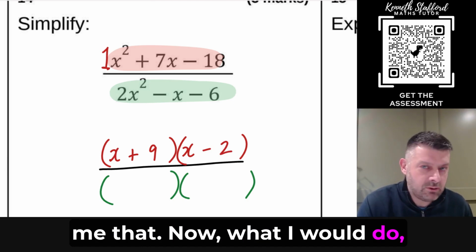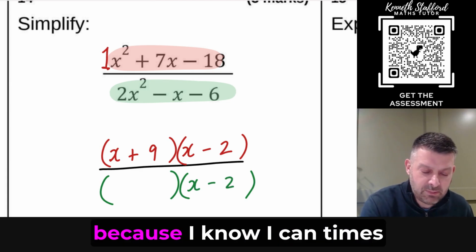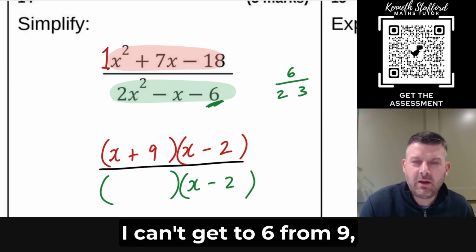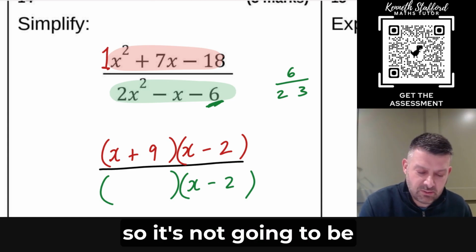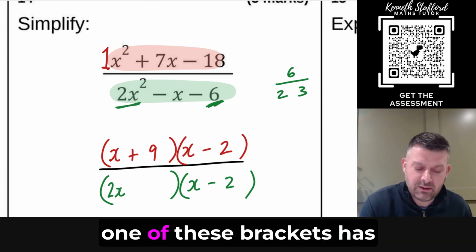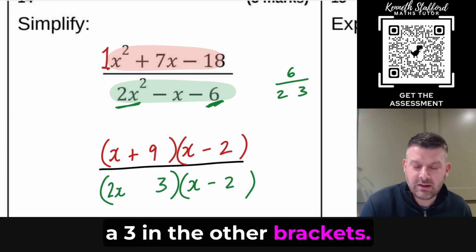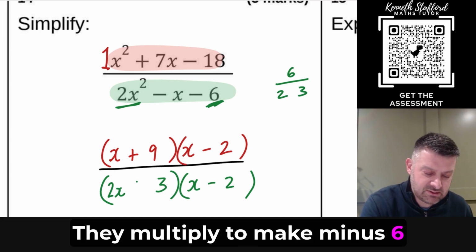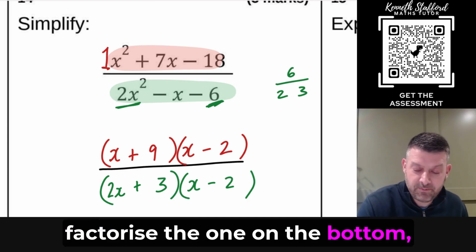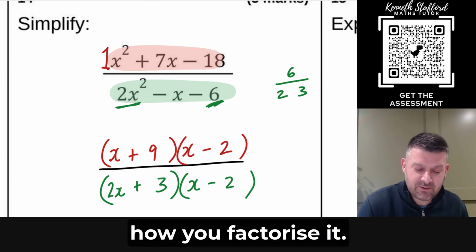Now, what I would do, having done lots of these, is straight away put the x minus 2 on the bottom, because I know I can times to make 6 from 2 and 3. I can't get to 6 from 9, so it's not going to be one of the answers. I know that to get 2x squared, one of these brackets has got to start with 2x. And I also know I've got to put a 3 in the other brackets. They multiply to make minus 6. And it would have to be a plus 3. So it's really helped me to factorize the one on the bottom. Obviously, check and expand, see if that is actually how you factorize it.